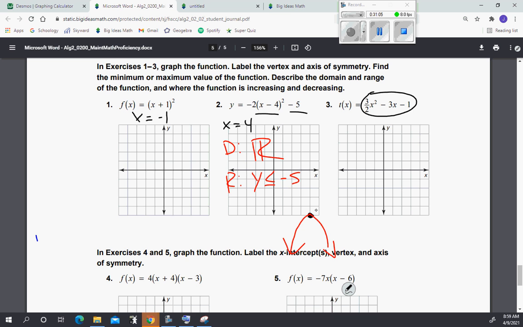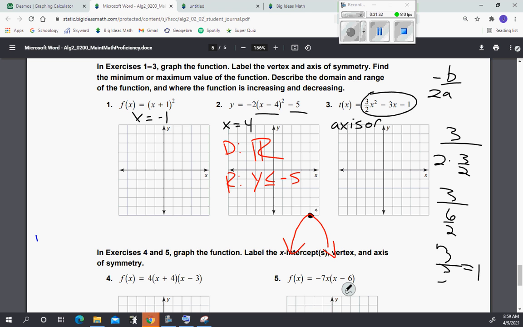First, we have to find the vertex, -b/2a. So we're going to get 3/2 times 3/2, which is 3/3, which equals 1. So x is 1. So our axis of symmetry is x equals 1. There's an answer.